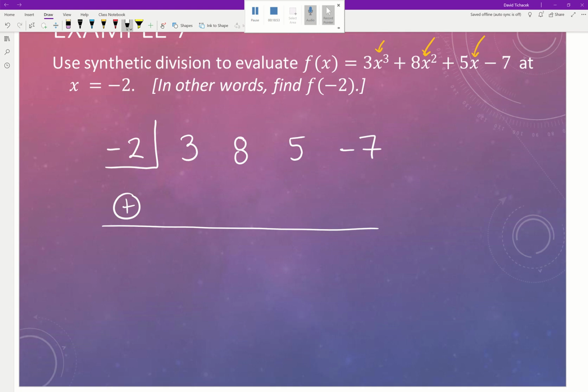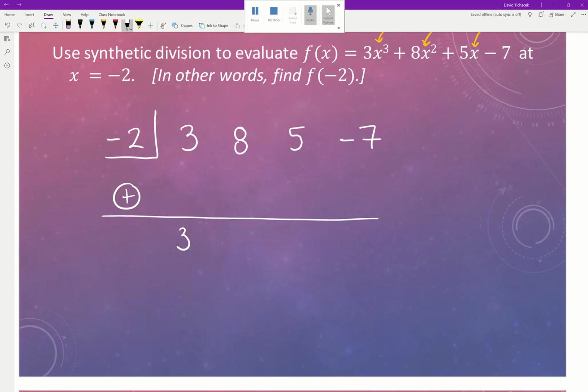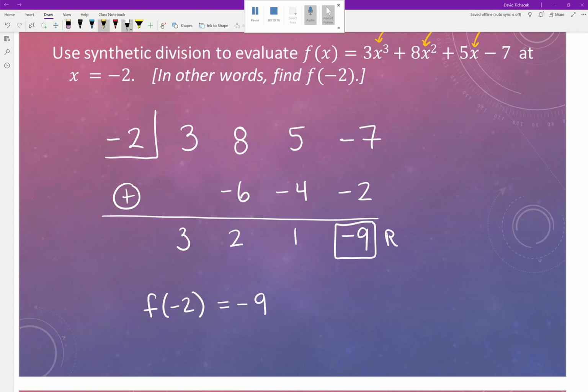So let's figure out what that is, right? So, iterative process here, I'm going to drop the 3 and multiply, and then add, and then multiply, and then add, and then multiply, and then we, of course, add here, and we end up with a result of negative 9. And so, again, by the remainder theorem, the remainder here, of course, was negative 9, so what we're going to say here is that f of negative 2 is simply just going to be negative 9.